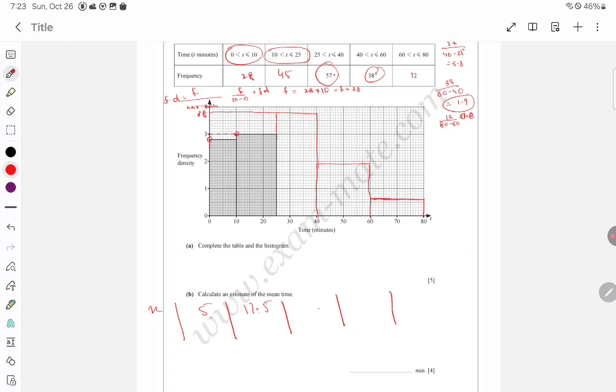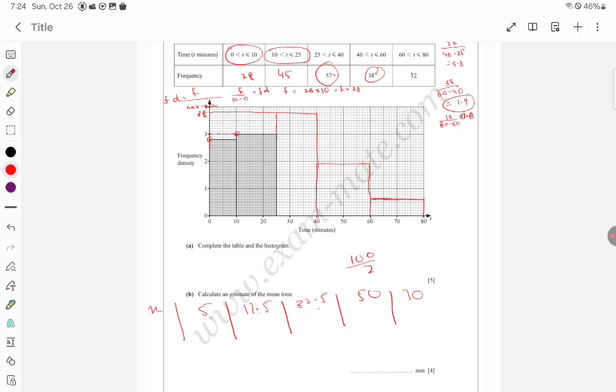Then moving on, 40 plus 25 divided by 2, we get 32.5. 60 plus 40 divided by 2, we get 50. 80 plus 60 divided by 2, we get 70. Multiply it with the given frequency, we get our value: 28 into 5.